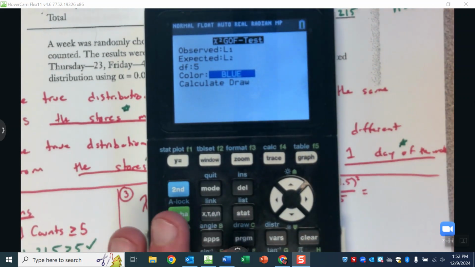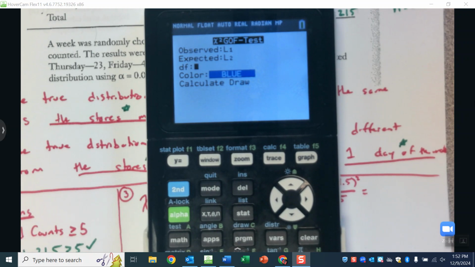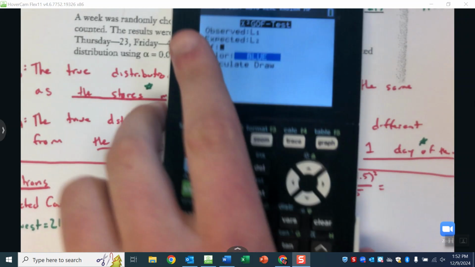And guys, I don't know why it asks you for this, because it has everything it needs to calculate degrees of freedom. I'm not sure why it makes me say what it is. I also don't know why everybody has 5 in there right now, why it says 5 as the default. That does happen to be the degrees of freedom in this problem, but that is a coincidence.